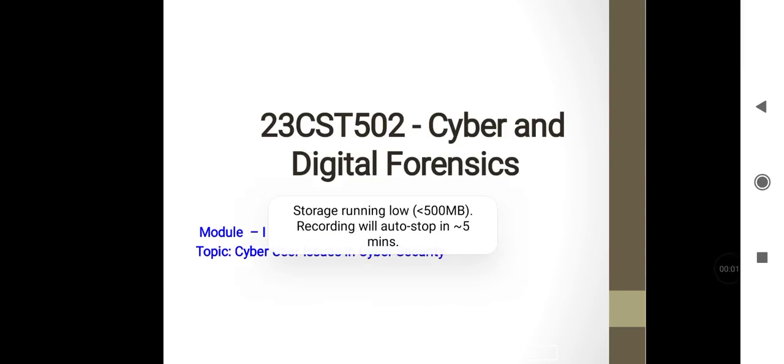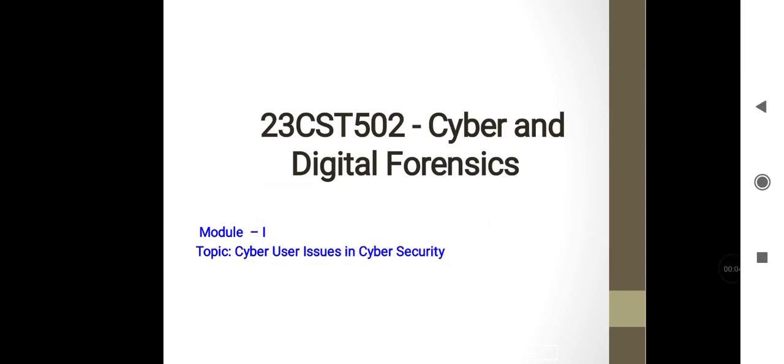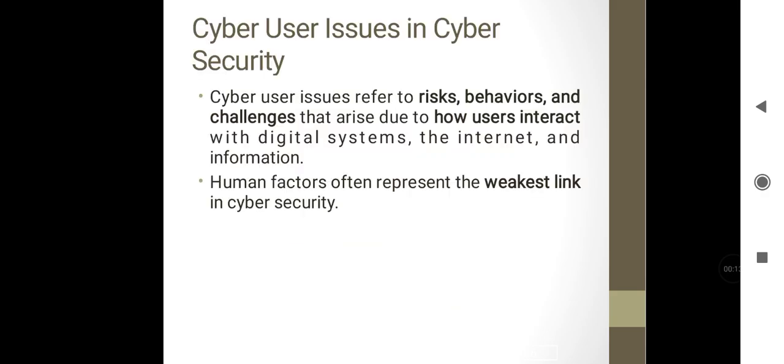Students, now we are going to learn about cyber user issues. We have already seen cyber governance issues. Now let's understand how the users themselves can create security risk, right? So cyber user issues are the risks and problems that happen because of the way people use computers, mobile phones, internet, social media, and digital applications. Many times the technology itself may be secure, but a user mistake can create a security problem. That's why we say human factors are often the weakest link in cybersecurity.